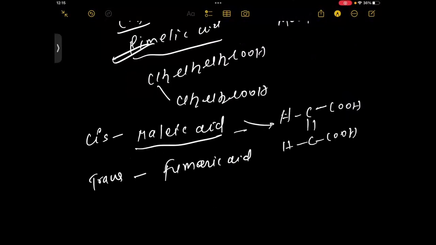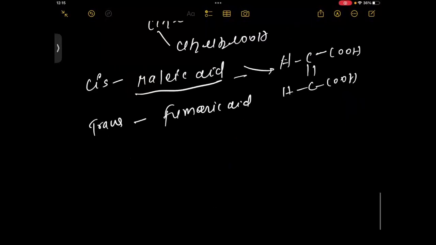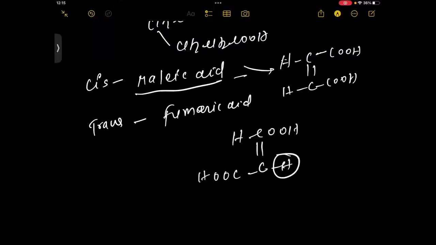And what is fumaric acid? H, C, COOH, double bond, C, COOH, and H. Here it is called trans. It is a trans, right? So it is trans, and I write the structure here properly.